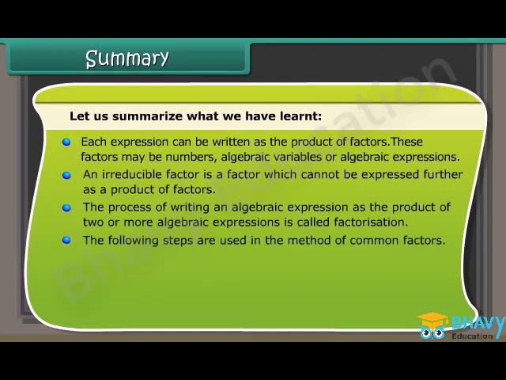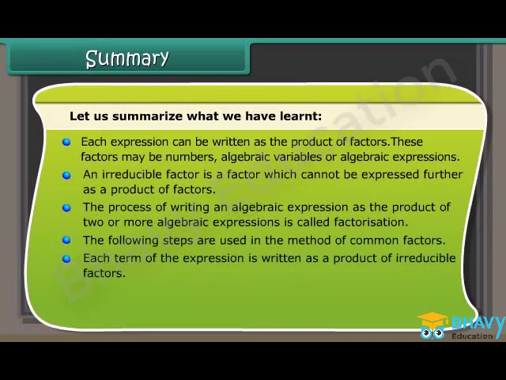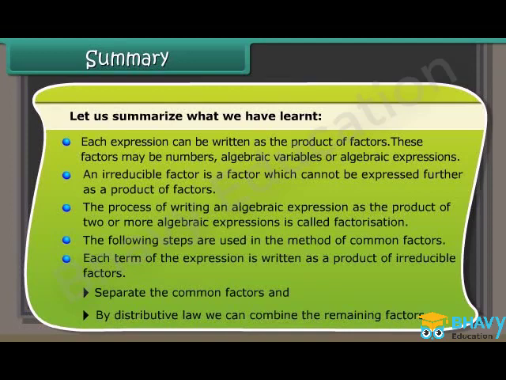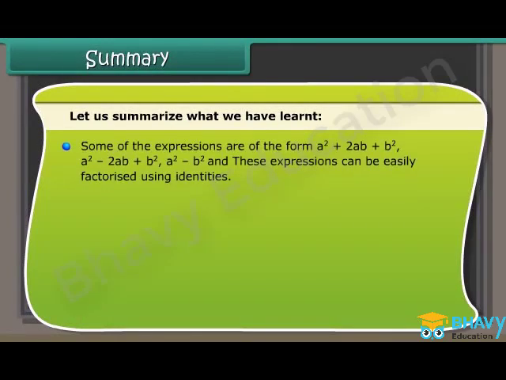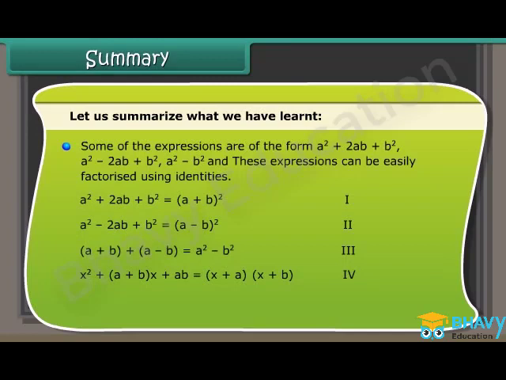The following steps are used in the method of common factors. Each term of the expression is written as a product of irreducible factors. Separate the common factors, and by distributive law we can combine the remaining factors. Some of the expressions are of the form a square plus 2ab plus b square, a square minus 2ab plus b square, a square minus b square, and these expressions can be easily factorized using identities.